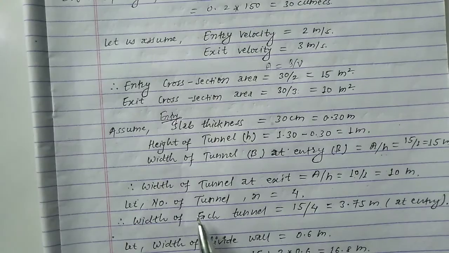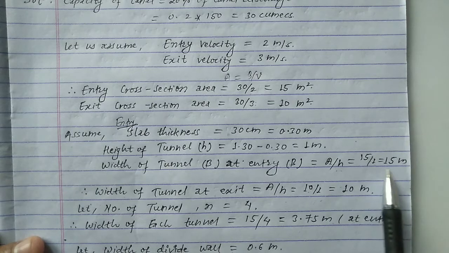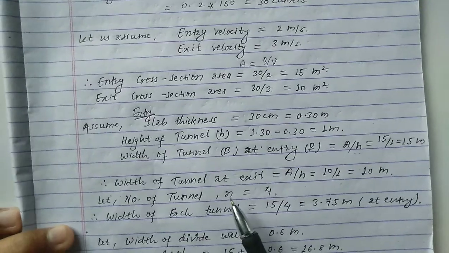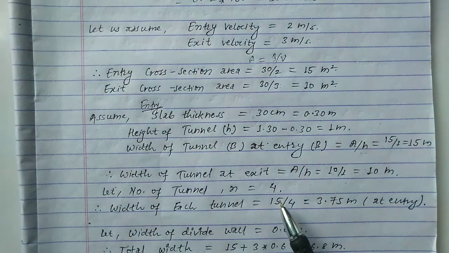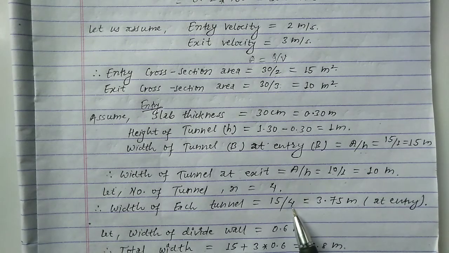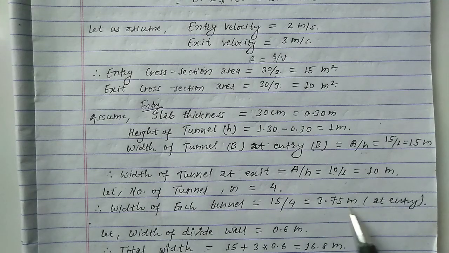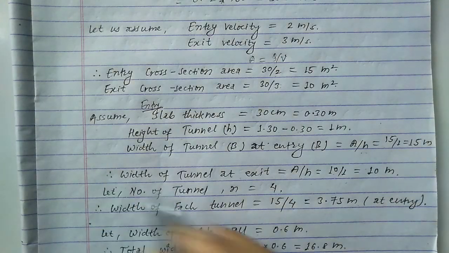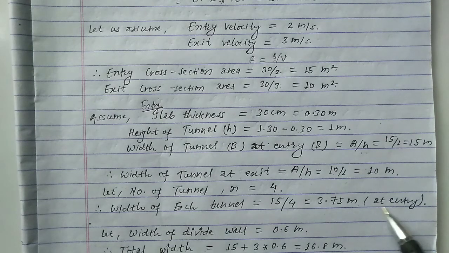Okay, and let us provide number of tunnel n equal to 4. You can provide 4, 5 or 6 generally. So in this numerical let us provide number of tunnel equal to 4. Then width of each tunnel: total width of canal we have calculated, you can see here total width of tunnel equal to 15 meter. Whenever we provide number of tunnel equal to 4, then we have to calculate the width of a tunnel for the individual. So width of each tunnel equal to total width, that is 15 meter, divided by number of tunnel, that is 4. So width of each tunnel becomes 3.75 meter at the entry.